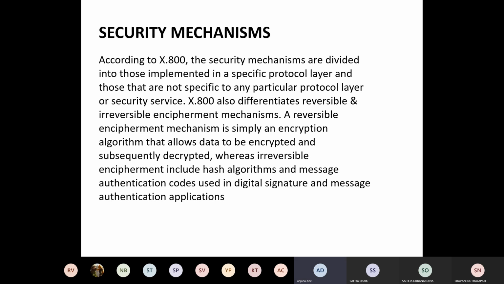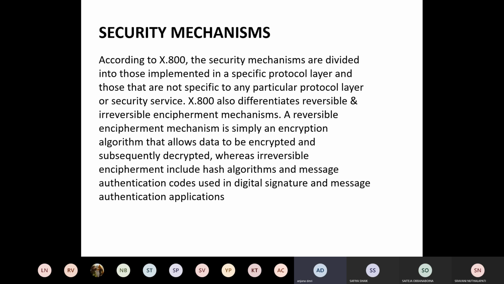In the last class, we discussed computer security concepts, security architecture, security attacks, and the security services that we are going to provide. In this class, let us see the security mechanisms. According to the standards of the American National Standards Institute, we have some standards.